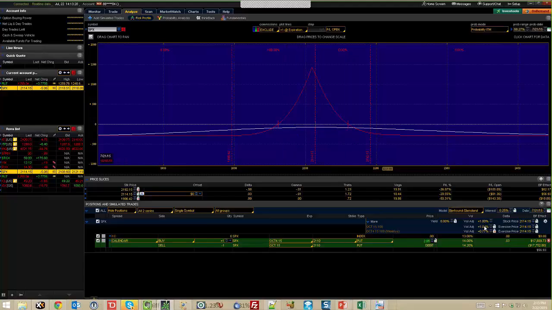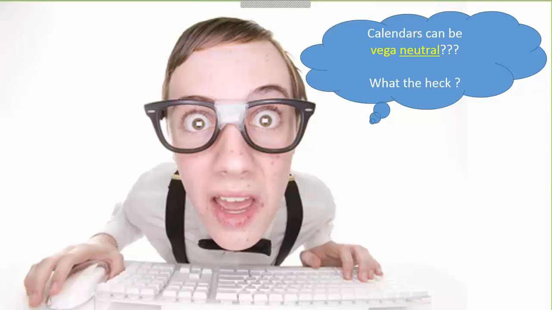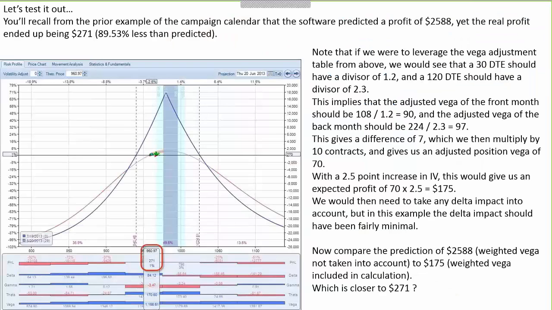I'm saying here, calendars are Vega neutral, right? Should be, hopefully, a controversial thing. I like controversy, right? So let's do a quick analysis here. I know it's a lot of text, sorry about that, but it can't be helped in this case. If you recall from the prior example, we're showing this longer term, let's call it a campaign calendar, that had a back month option of 120 days out.